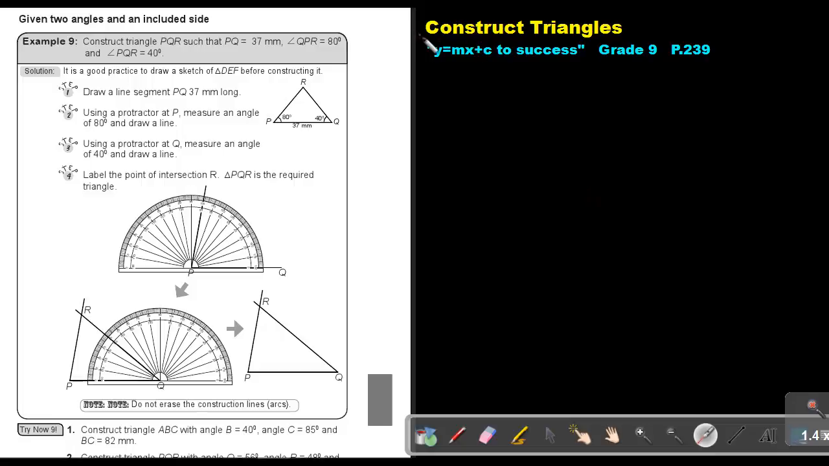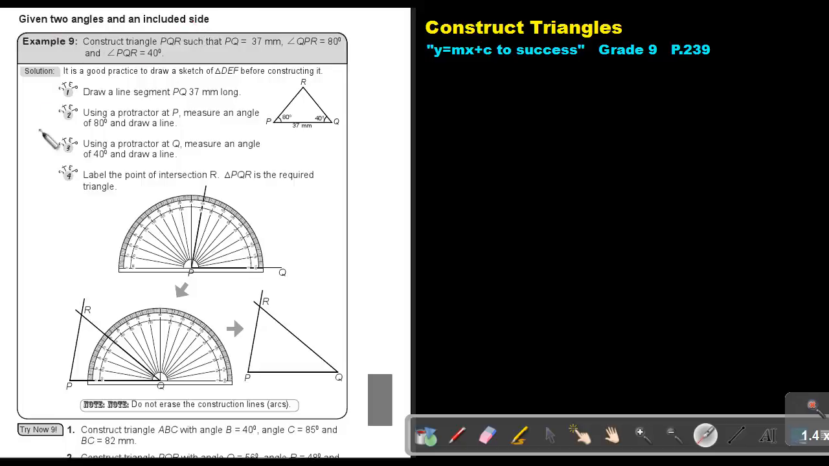Grade 9. We are going to continue with construct triangles. You will find this on page 239 in the Namibian Mathematics Grade 9 textbook, given two angles and an included side.